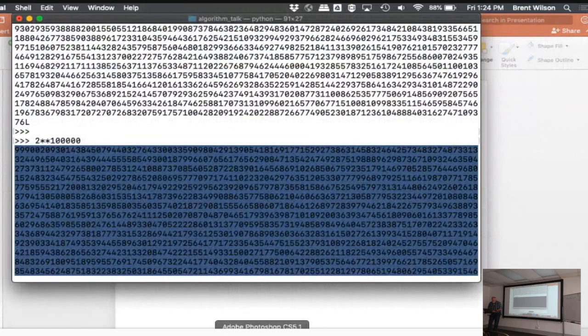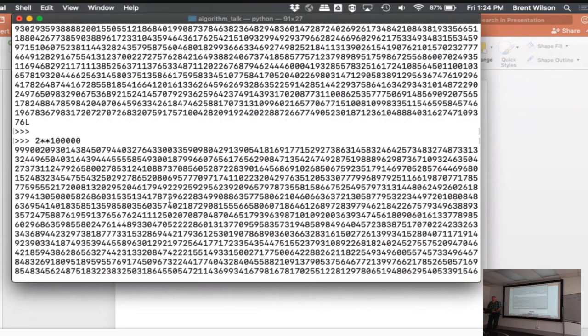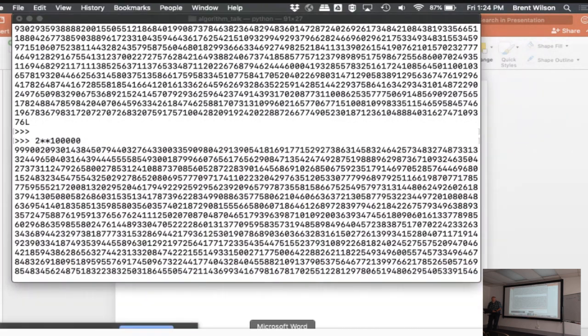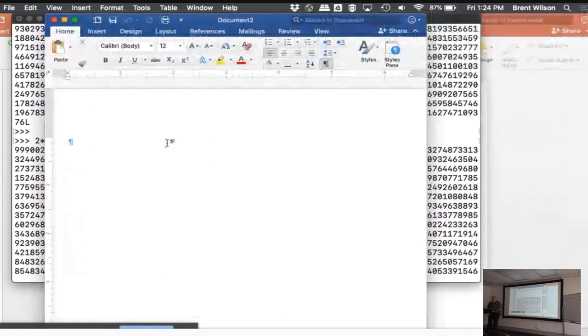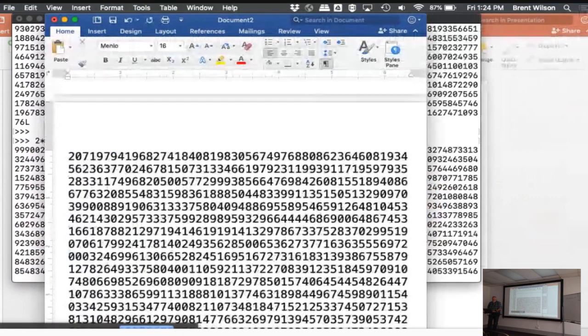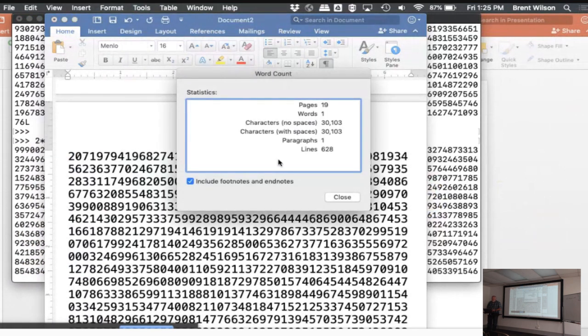Let's go into Word. Okay, I cannot see underneath this thing. There it is. Go into Word. I'm going to paste it and then do a word count. It tells me how many characters it is, right? Where's Word? It's there. Oh, it's because I have this thing. Can I move that? I can. That's nice. All right. So I'm going to paste this, and then do a tools, word count. So that's about 30,000 digits.